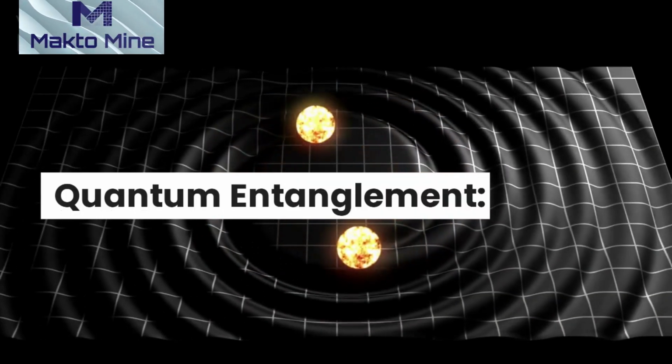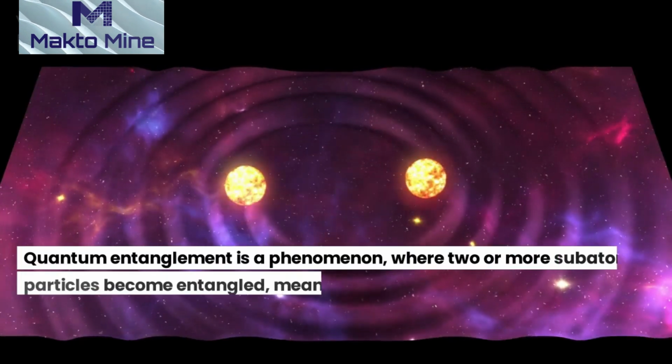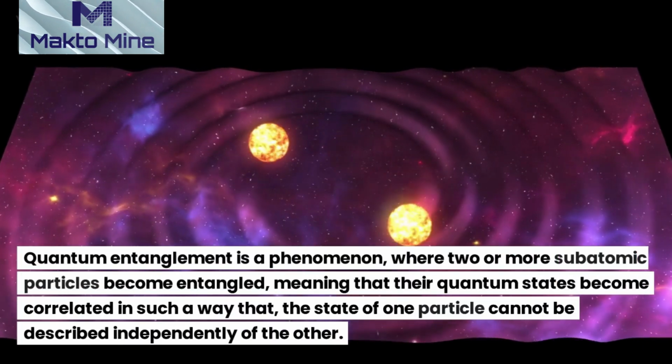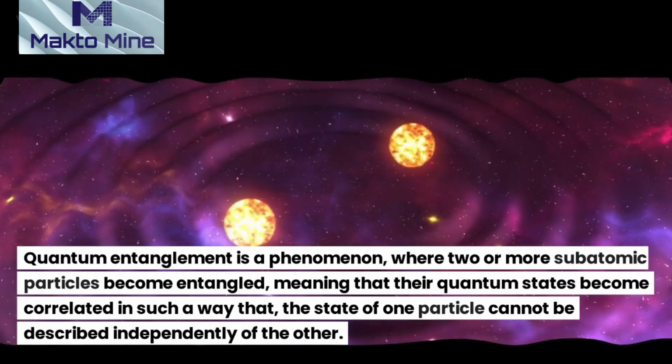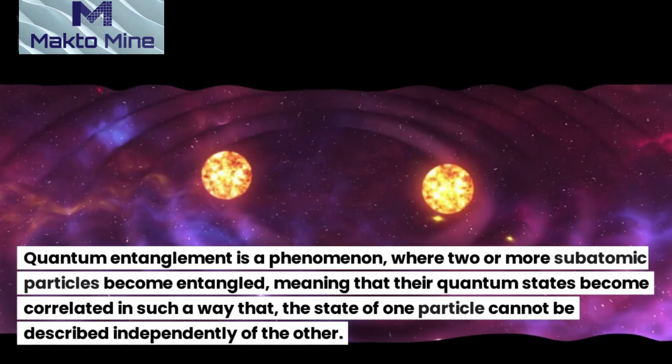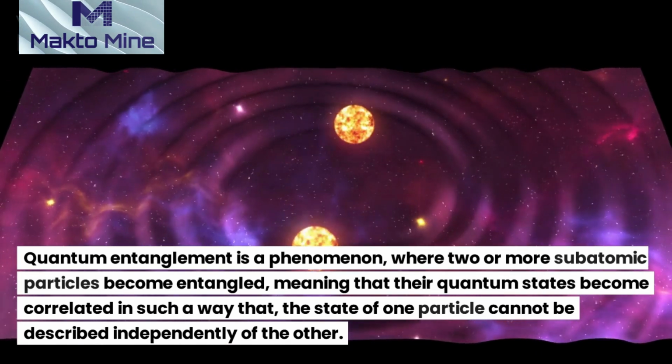Quantum entanglement. Quantum entanglement is a phenomenon where two or more subatomic particles become entangled, meaning that their quantum states become correlated in such a way that the state of one particle cannot be described independently of the other.